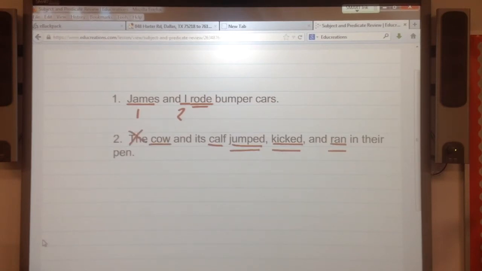Notice I'm not going to include these small words, its and the. Those words are not nouns. Those words are not verbs. And even the pronoun it is not a subject in this sentence. So I know cow and calf, well, those are two subjects. Jumped, kicked, ran, those are three predicates. So my subjects are cow and calf, and my predicates are jumped, kicked, and ran.